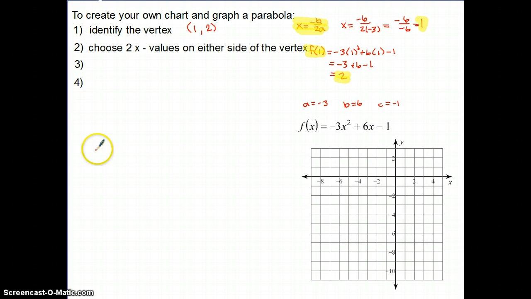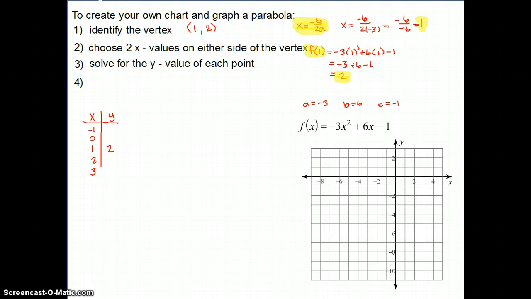Step 2. We choose 2 x values on either side of the vertex. So I'm going to create my chart now. X and y. I'll put the vertex right in the middle, 1 and 2. I want 2 x values that are smaller than that, so I'll go 0, -1. And I want 2 x values that are larger than this, so I'll go 2 and 3.